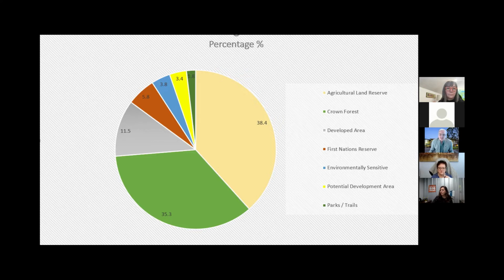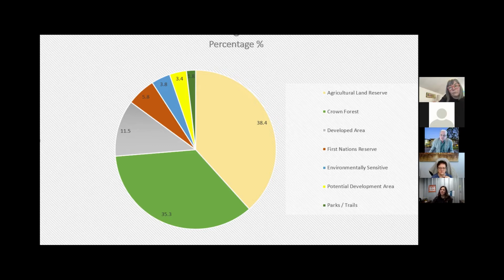Developed areas, 11.5% in the gray. First Nation reserves, because especially on the west side of town, there's leapfrogging of reserves, almost 6%. Environmentally sensitive areas, 3.8%. I'm going to skip over the yellow and come back to it in a second, but at almost 2%, 1.8%, parks and trails. That leaves within Salmon Arm about 3.4% of potentially developable areas.